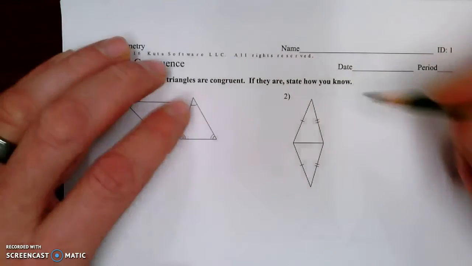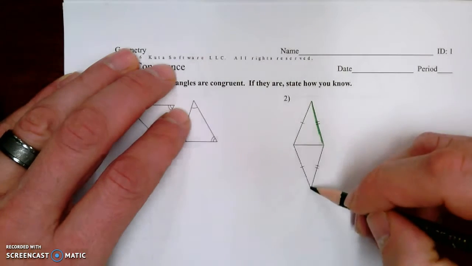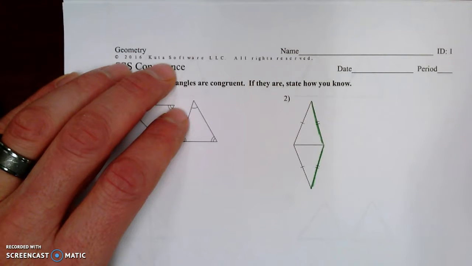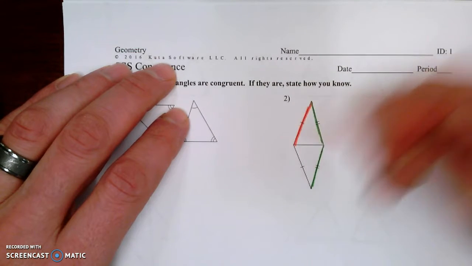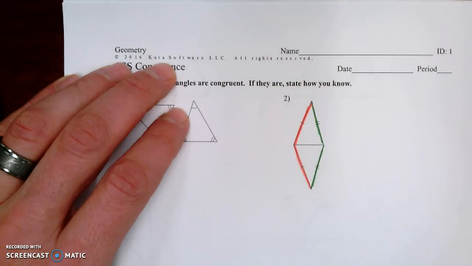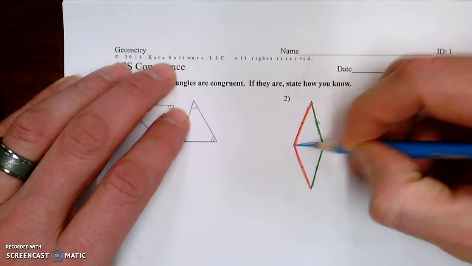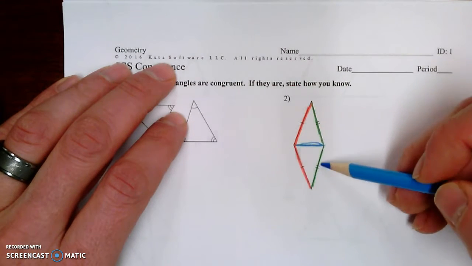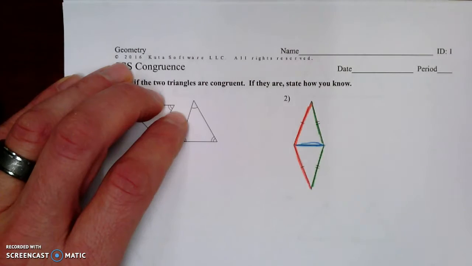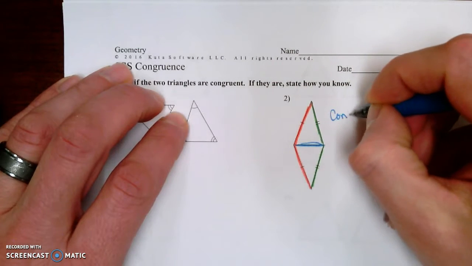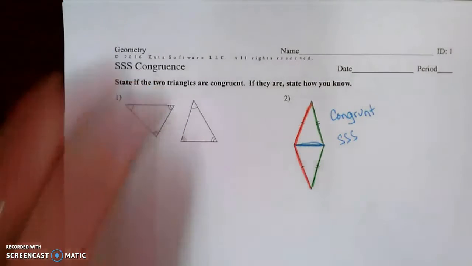So let's take a look at this one here. For example, this double tick mark tells me that this side is congruent to this side over here. And the single tick mark right here and right here tells me that this side is congruent to this side right here. And because they both share this side in the middle, this side is the same for both triangles, so this side matches itself. This green side matches this green side. This red side matches this red side. So these triangles are congruent by side-side-side.